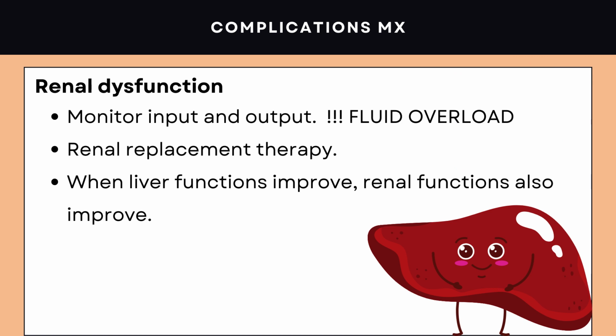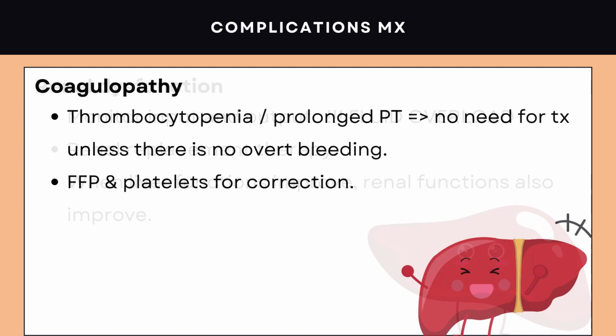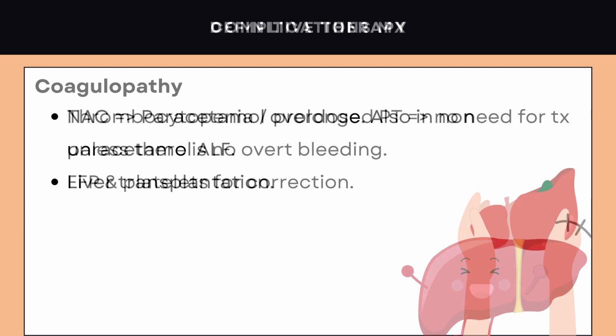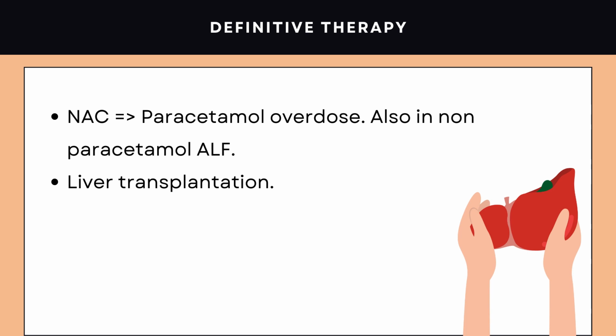Now, patients with renal dysfunction following acute liver failure: careful monitoring of the fluid intake and output is required to prevent fluid overload. Renal replacement therapy may be required. Renal function improves with improvement in the liver functions. In patients with coagulopathy, correction is not needed if there is no overt bleeding. In the case of bleeding or if the patient has to undergo an invasive procedure, FFP and platelets may be used for the correction.